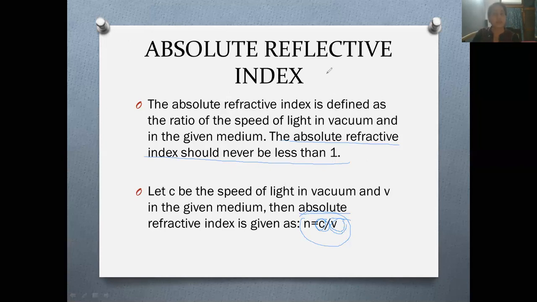So n is equal to c upon v is called absolute refractive index. The value of c upon v should not be less than 1. Why is it so? Because the value of c is 3 into 10 to the power 8, the speed of light in a vacuum or in air. And if the light travels in any other medium, obviously its speed decreases because of the density of that medium. So c is always greater than the velocity in any medium. That's why its value should not be less than 1.